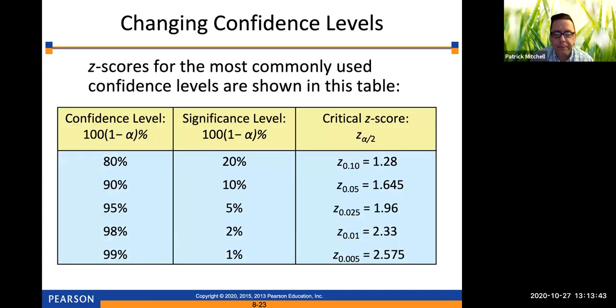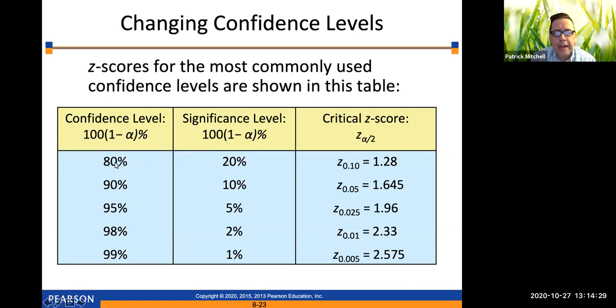Okay, so here's the chart that I was referring to a little while ago. These are the most common confidence levels you're going to run into as you do the homework, and also in real life, whenever you have to deal with a confidence interval. So 80%, 90%, 95%, 98%, 99%. And over here, you see the corresponding critical z-scores. So this chart would be a good thing to have. If you have 1 or 2 sheets of paper where you collect all your formulas, you might want to add this chart to that sheet of paper.